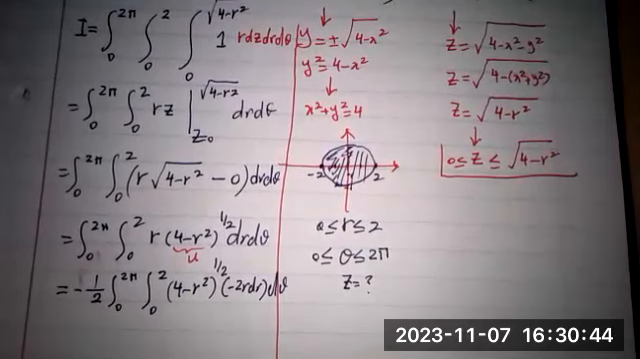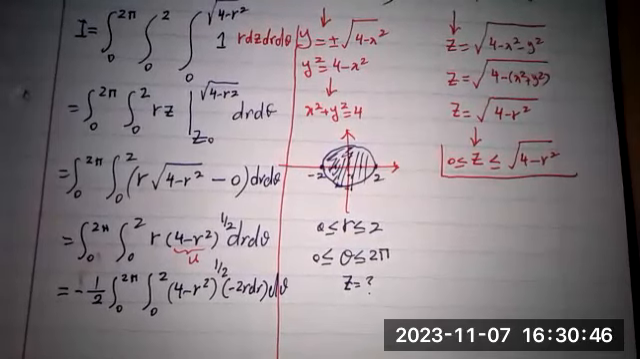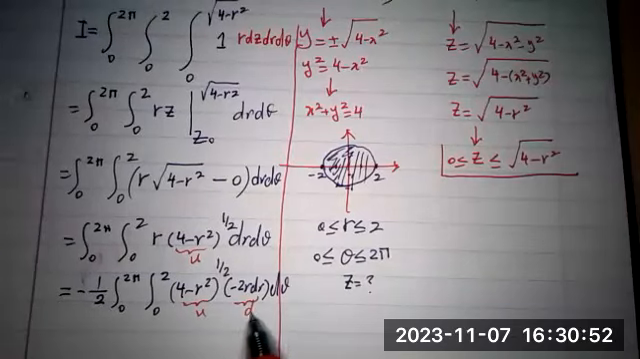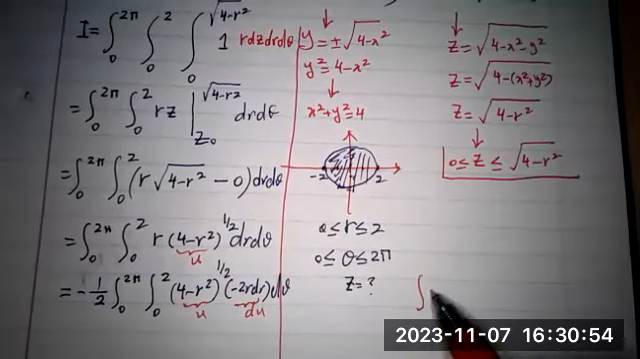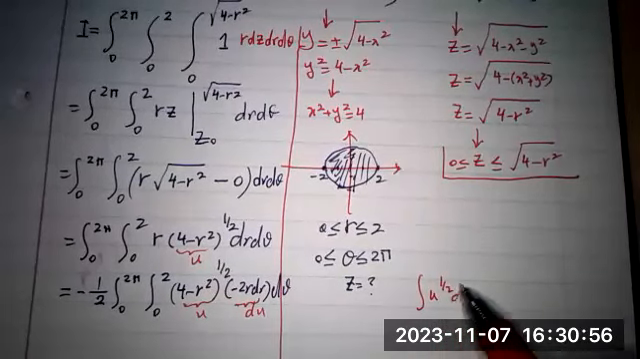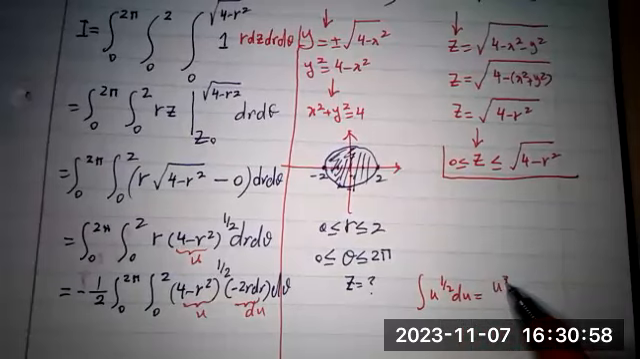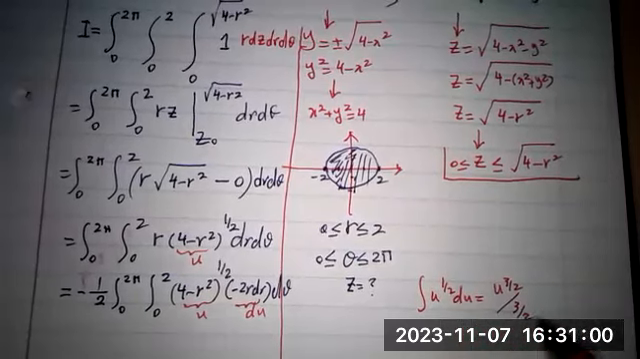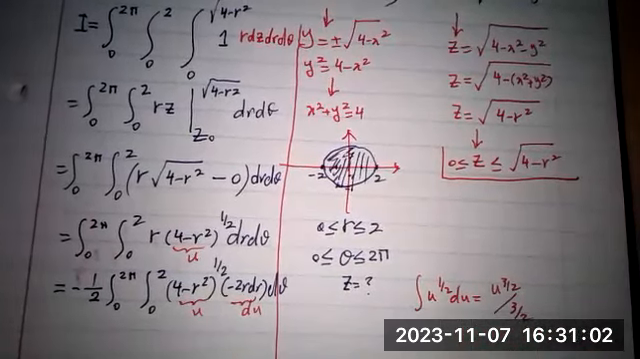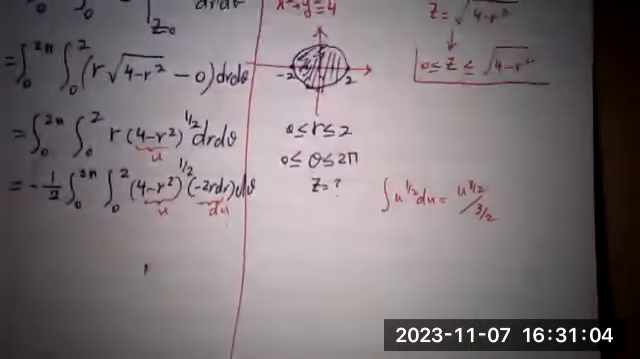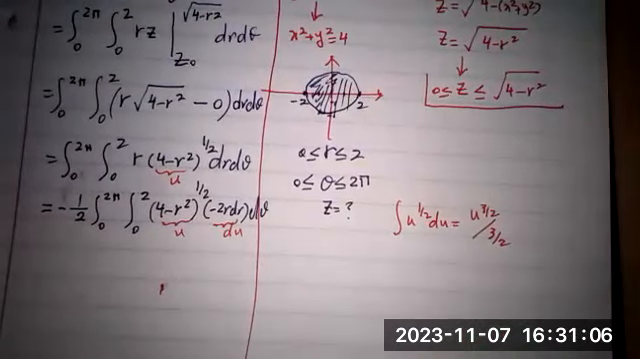This is the quick U substitution. So this is U, and this is du. So you integrate U to the 1/2 du, which is U to the 3/2 over the 3/2. Any question? You can do your substitution, but at this level, just do it.